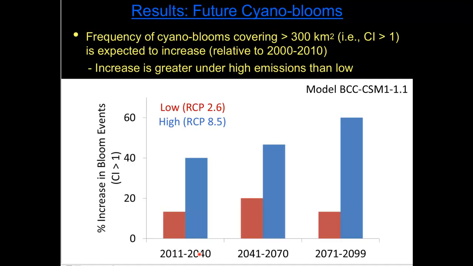In 2011 to 2040, for the low RCP, we see maybe a 10% increase. When we look at the low RCP, 2040 to 2070, maybe 20%. We look at 2071 to 2099, again 10%. So for these low RCP scenarios, maybe a 10% increase in these bloom events in comparison to what happened between 2000 and 2010. When we look at the RCP of 8.5, we see that these percent increases jump from 40 to 50 to maybe 60%, okay, compared to what happened between 2000 and 2010. So increases in both, but increases are much greater for higher RCP scenarios.